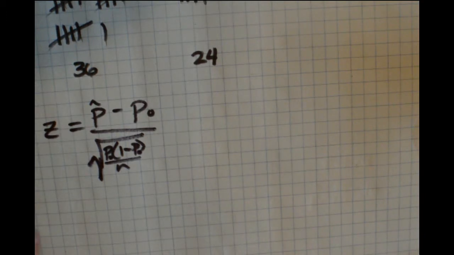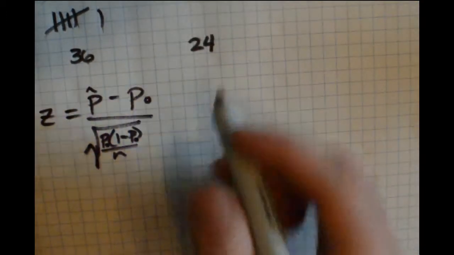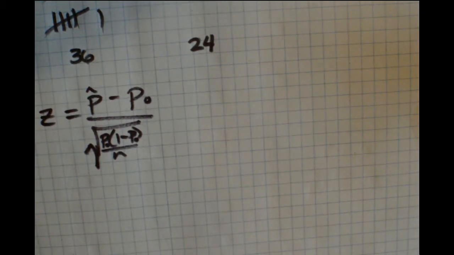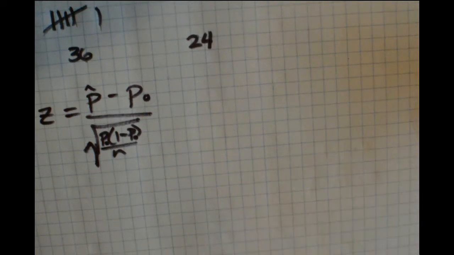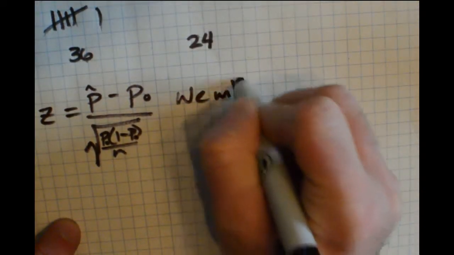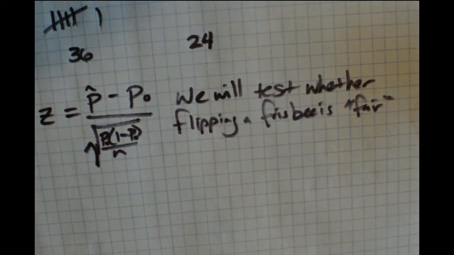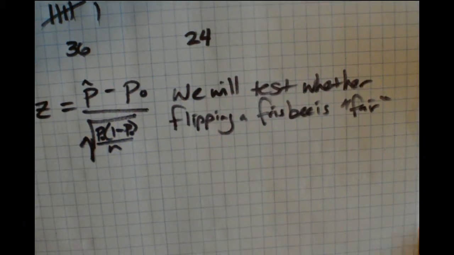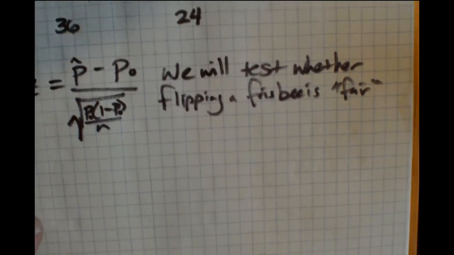So let's go ahead and run this process. First thing we're going to do is state what our question of interest is, state our hypotheses, and state what type of procedure we're going to run. Our question of interest here is whether flipping a frisbee is, quote-unquote, fair, whether it's really a 50-50 chance of getting heads versus tails.